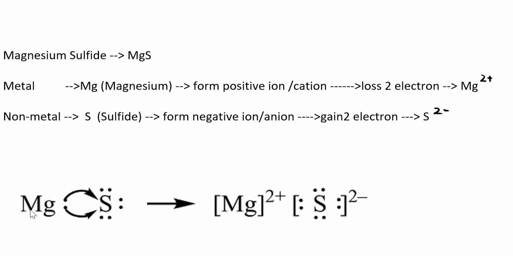So Mg will donate 2 electrons to sulfur, becoming Mg2+ and S2-. They react to form magnesium sulfide. This is the structure of magnesium sulfide.